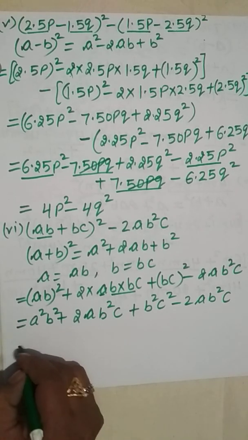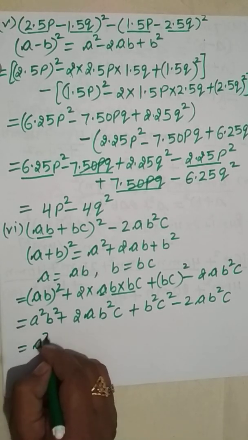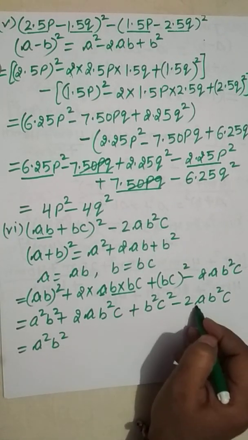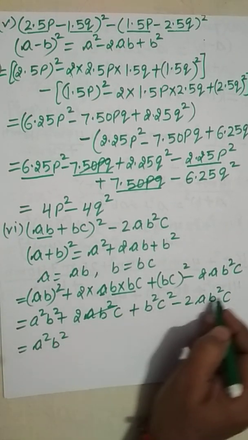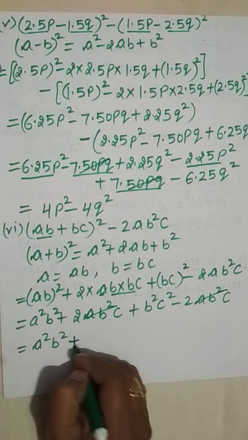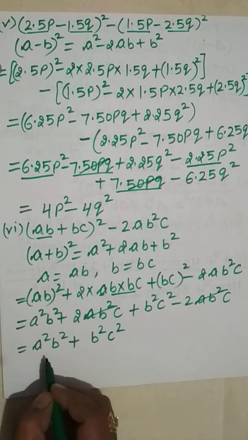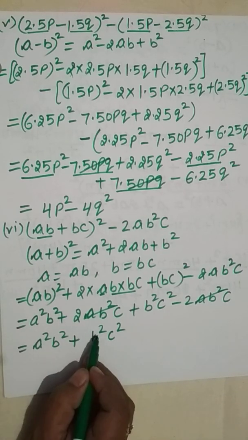Now arrange the like terms. a square b square remains same plus 2ab square c minus 2ab square c. They will cancel each other as they are with the opposite signs. Plus b square c square. a square b square plus b square c square is the required answer.